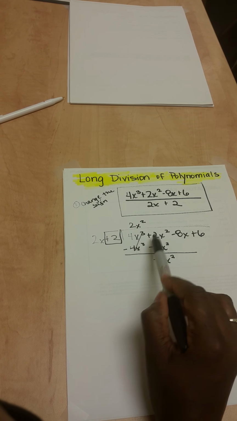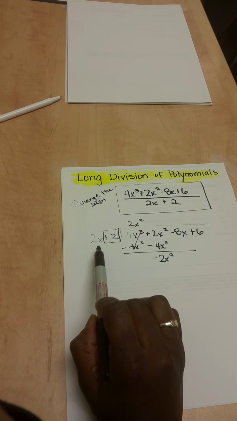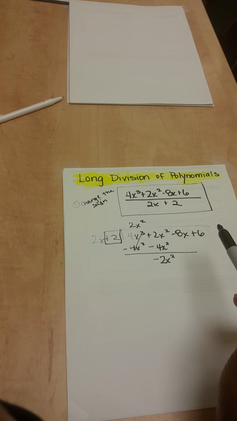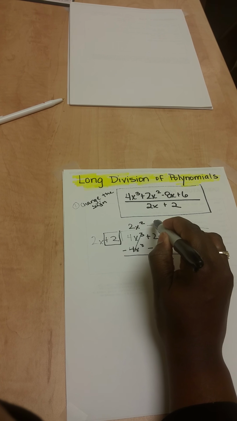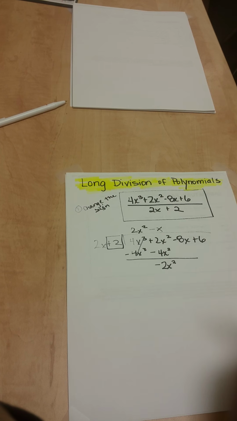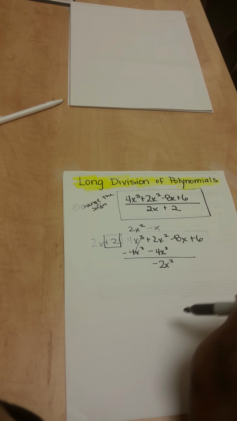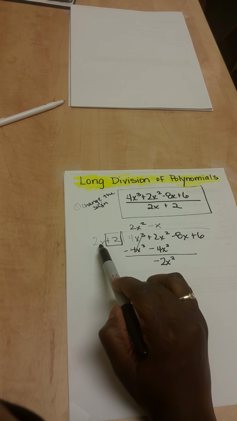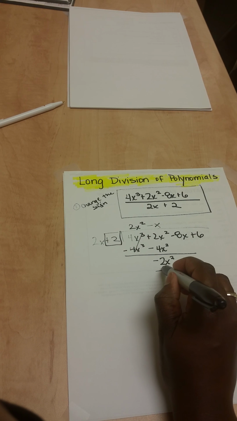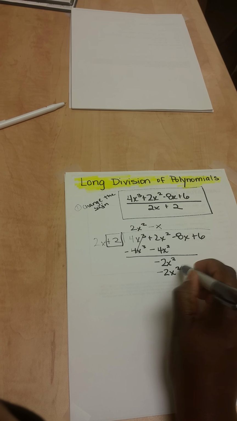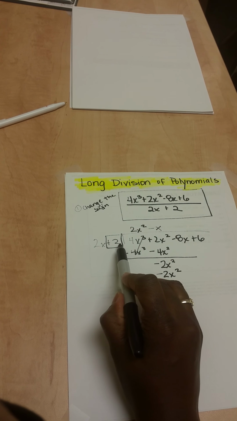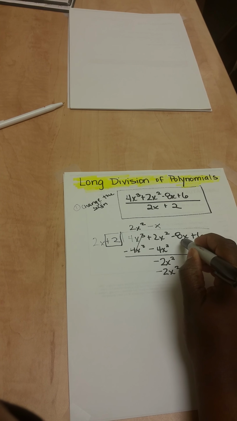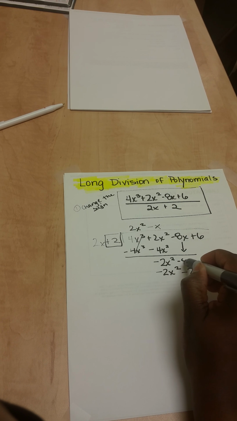Now I'll do the same thing that I did here. So I say 2x times what gives me a negative 2x squared? And that would be a negative 1x. So I understand that that's a negative 1x. So now I'll distribute. Negative x times 2x gives me a negative 2x squared. And negative x times 2 gives me a negative 2. Now here, I should bring down this 8x.